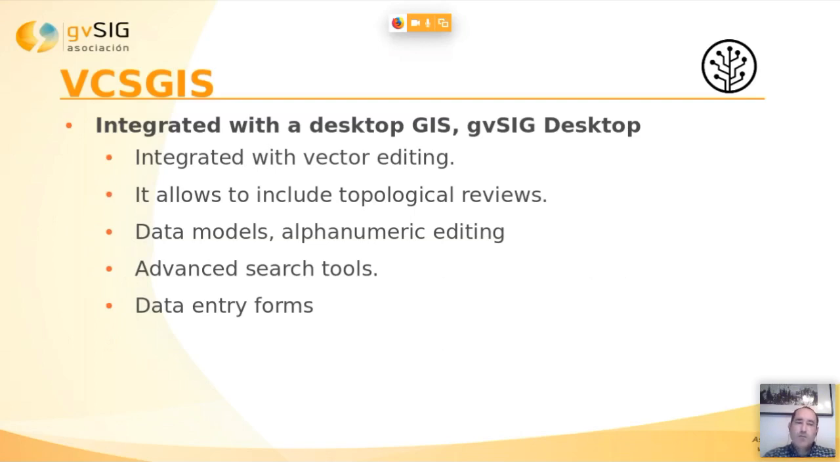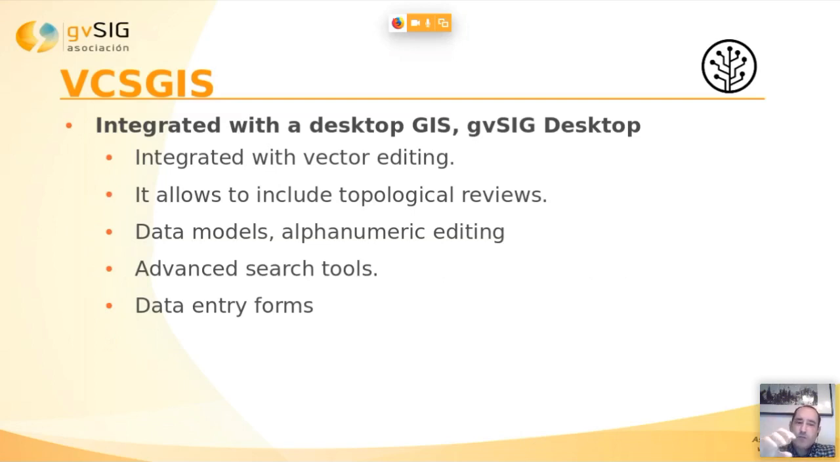It also allows to include topological reviews. So it's very useful because, for example, if we are uploading geometries that overlap with the geometry that is available in the repository, we can get a message with this problem. So we can include topological reviews. We also use data models for alphanumeric editing.